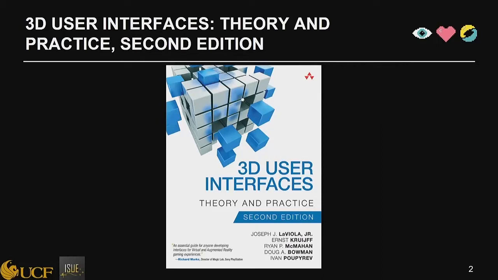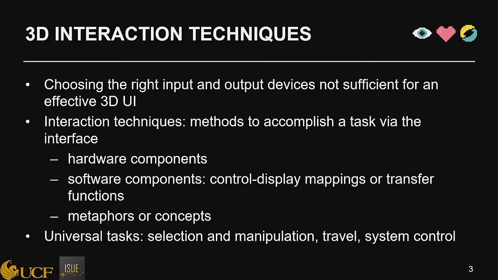But this talk is basically going to be taken right from the selection and manipulation chapter in the book. All right, so when we're talking about 3D interaction techniques in general, choosing the right technique, the right input and output device, you have to think about input device, output device, and then an interaction technique. And that really helps make an effective 3D user interface.